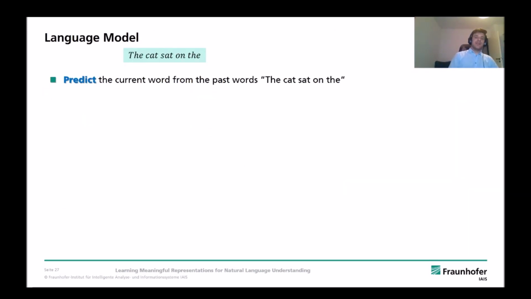What these contextualized embeddings are based on are language models. And these language models you all know from your smartphones. Let's say we have the sentence "the cat sat on the," and based on this part of a sentence, you want to predict the next word, which could, of course, be "mat."